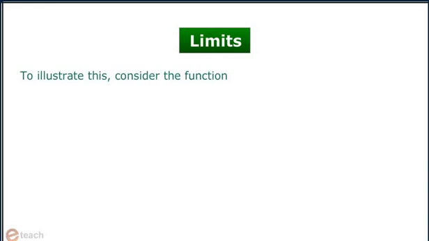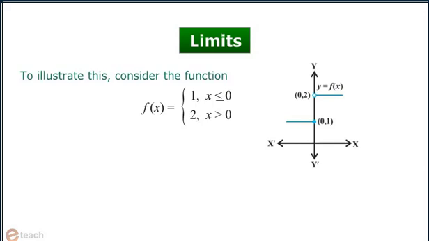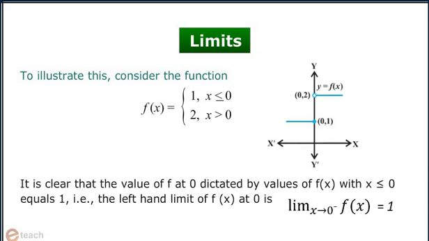To illustrate this, consider the function f(x) equals 1 for x less than or equal to 0, and f(x) equals 2 for x greater than 0. It is clear that the value of f at 0 dictated by the values of f(x) with x less than or equal to 0 equals 1. That is, the left-hand limit of f(x) at 0, the limit as x tends to 0 minus of f(x), equals 1.